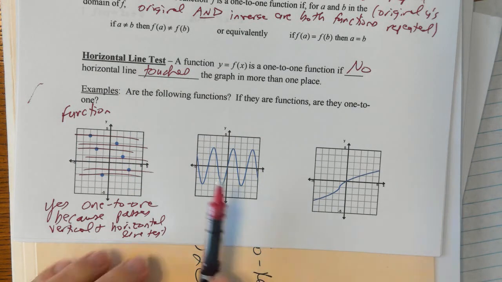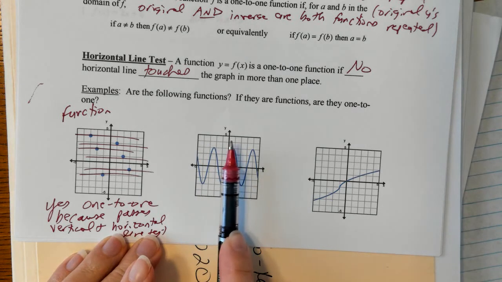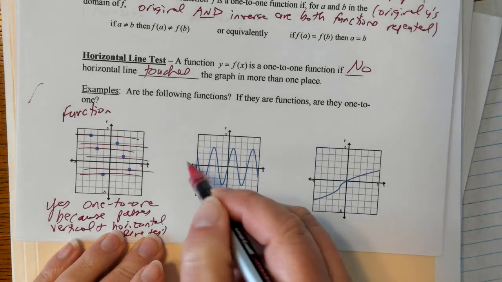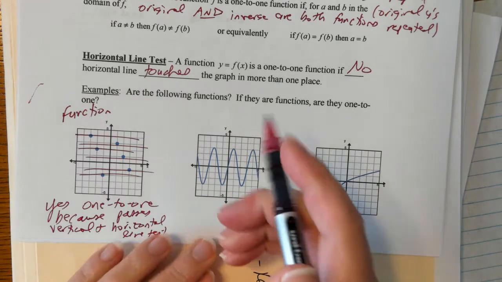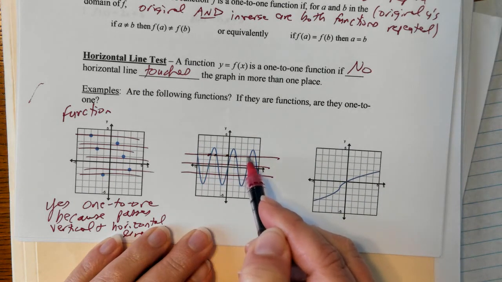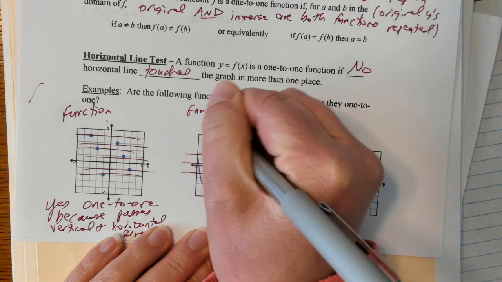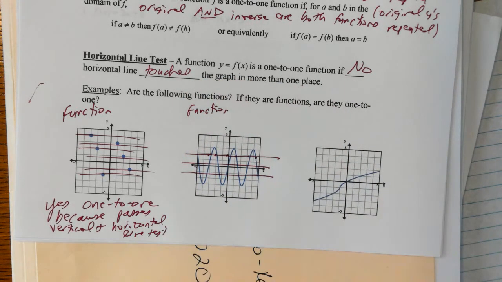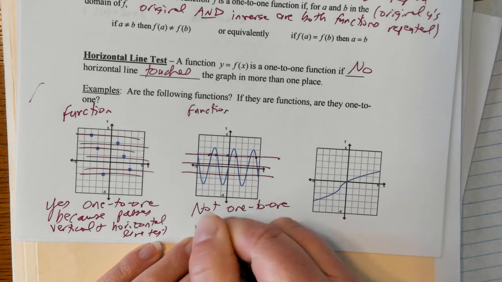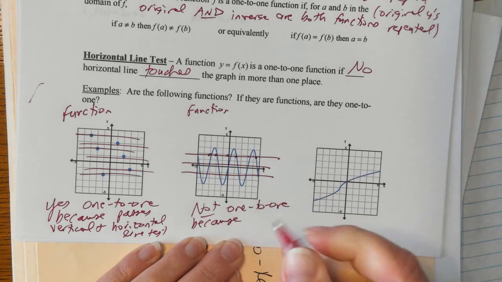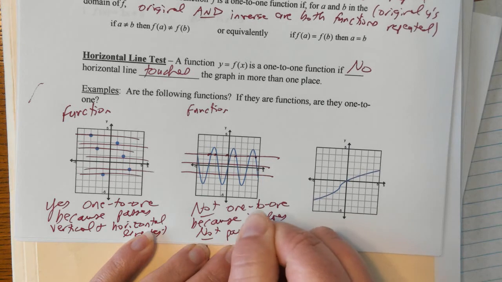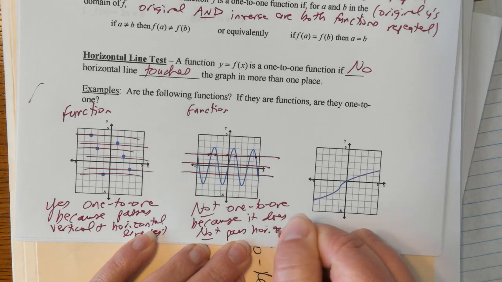Okay? All right, the middle one here. It is a function. It passes the vertical line test. If I drag a pencil across it, I never touch more than one point at a time. However, if I draw horizontal lines, I'm touching more than one point at a time, aren't I? So it's a function because it passes the vertical. But it is not one-to-one because it does not pass the horizontal line test.